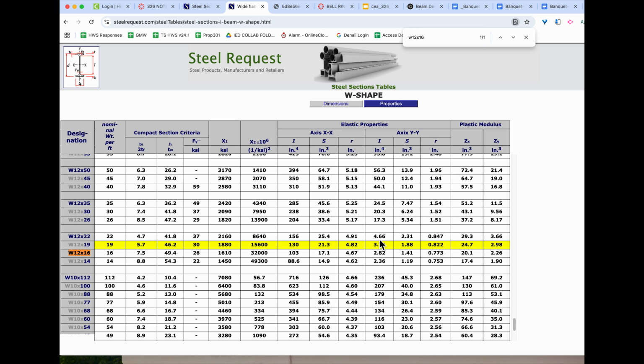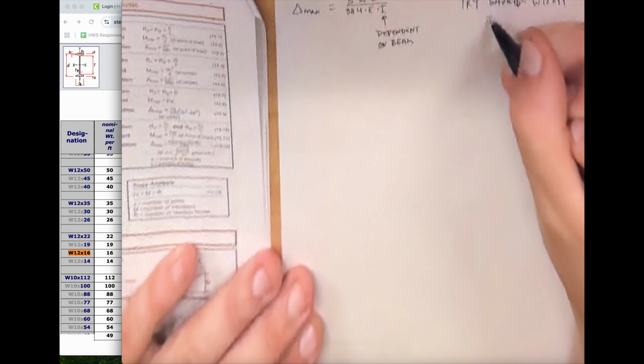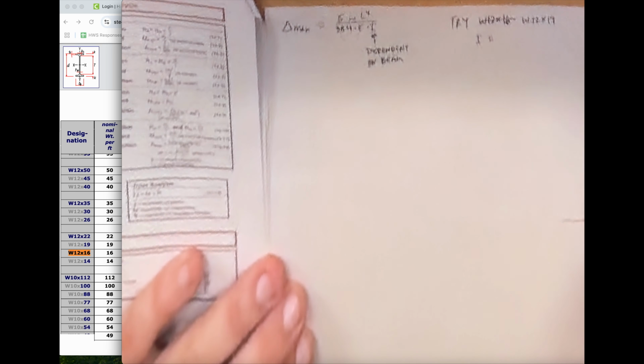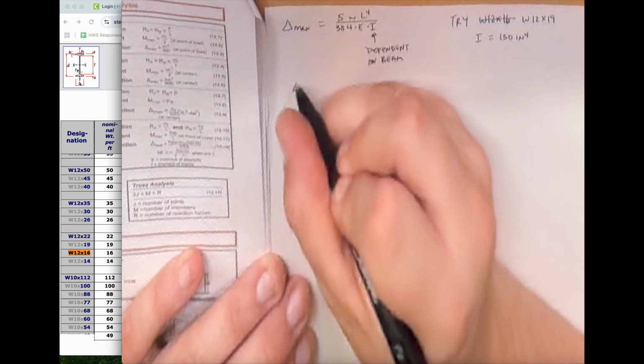Okay. So all we're going to end up determining from this is just that moment of inertia calculation for the max deflection. So we're going to use that 130 value. Let's go ahead and take note. I, in this case, is going to be equal to 130 inches to the 4th power now instead of the other one. So let's do this calculation.